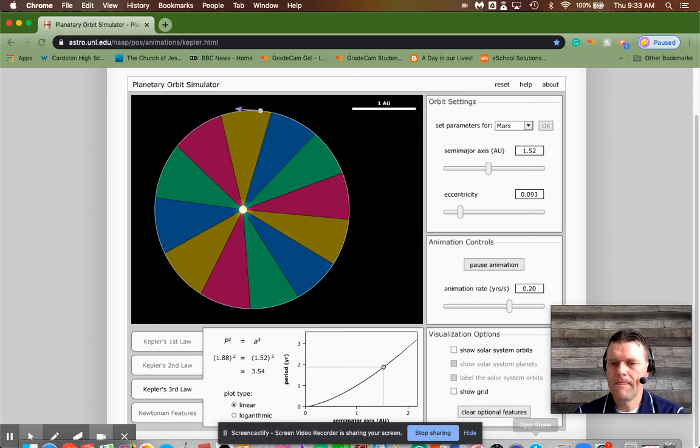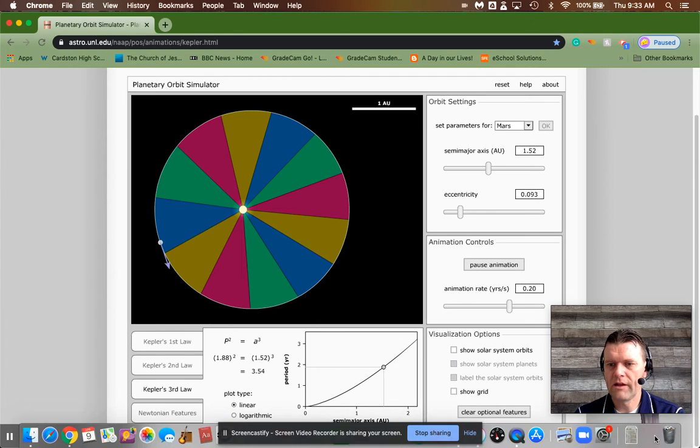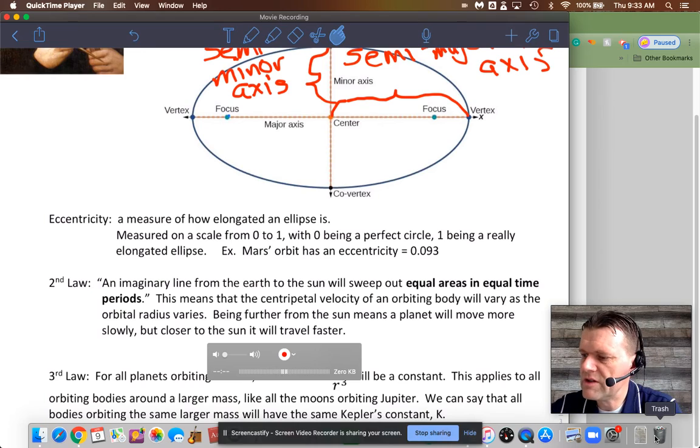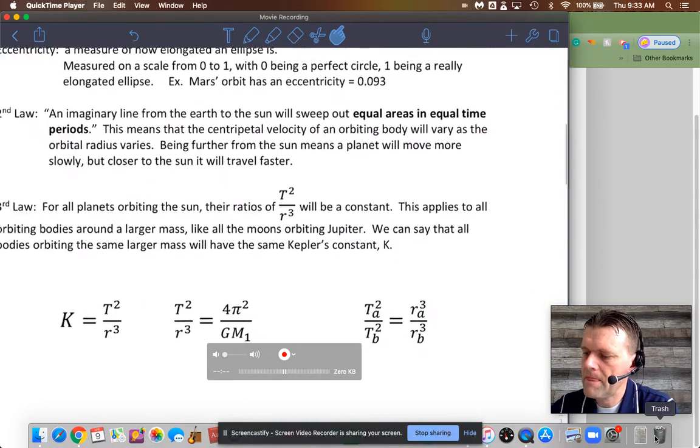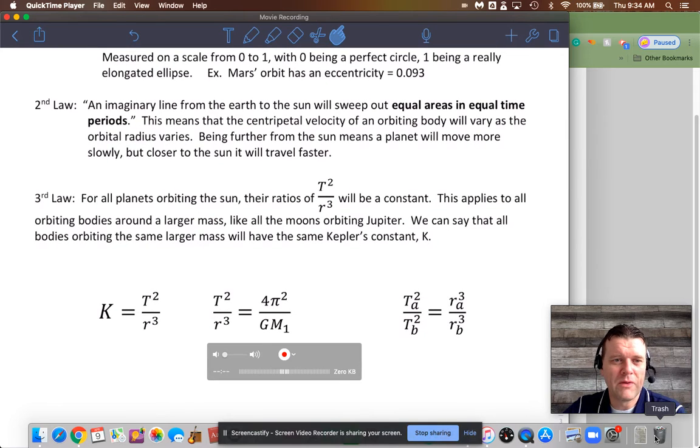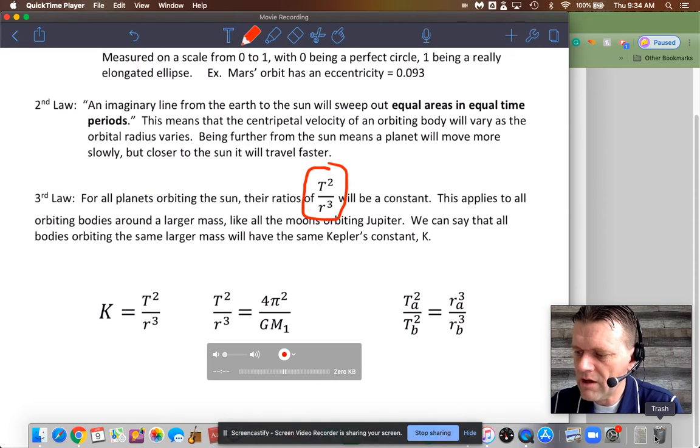So let me pull back the notes here now, because what I want you to see is Kepler's third law. This is the big one. This is where the math hits the fan, basically. What Kepler realized is that for all planets that are orbiting, say, the sun, the ratio of their orbital periods squared divided by their orbital radii cubed is a really interesting ratio. He observed with all of his math that the ratio would be a constant for all the planets.